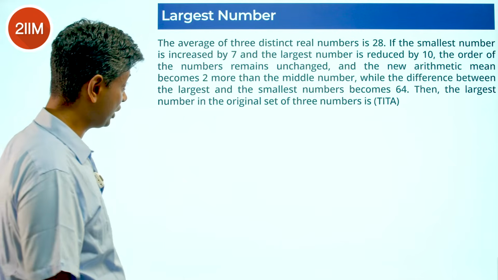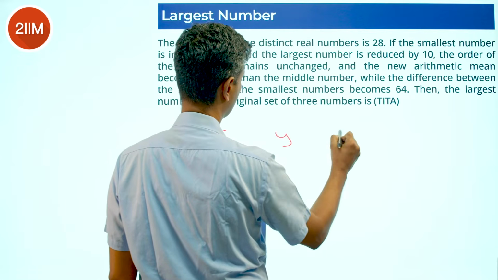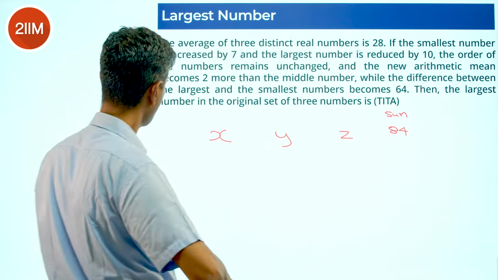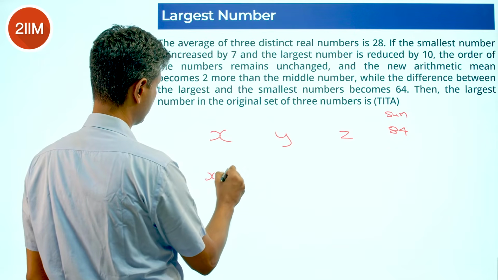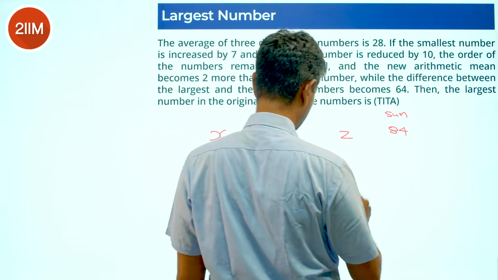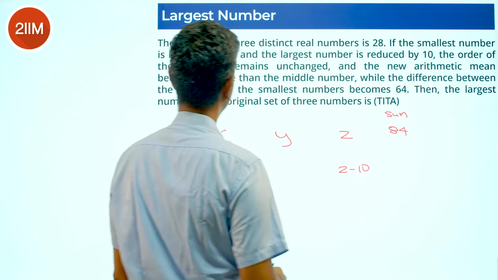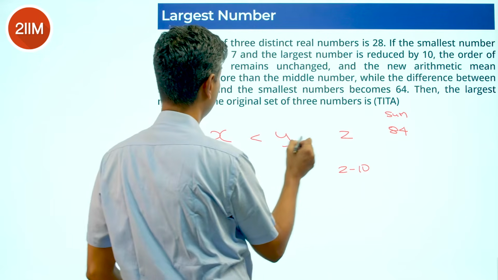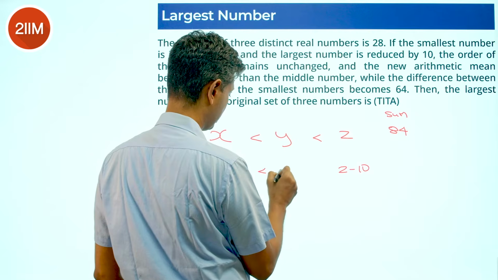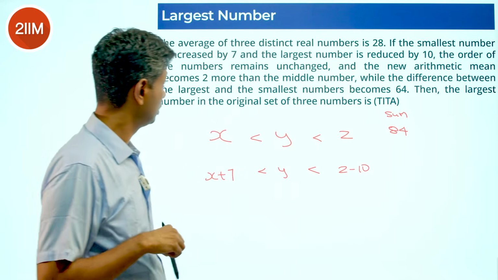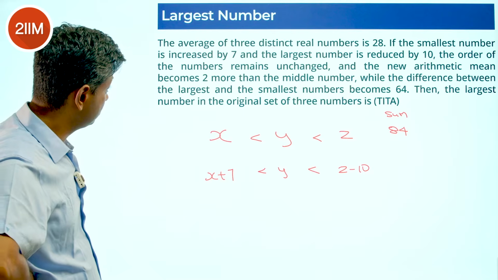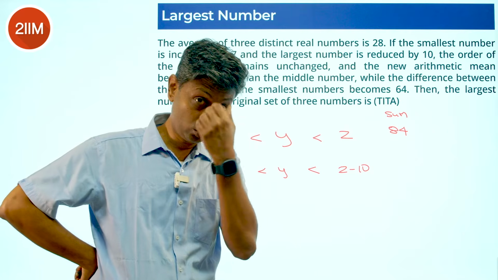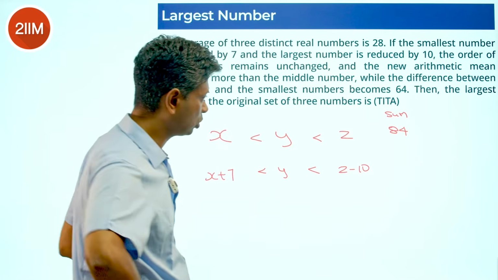The average of 3 distinct real numbers is 25, x, y, z. The sum is 84. The smallest number increases by 7, x plus 7. Largest number is reduced by 10, z minus 10. The order of the numbers remains unchanged, x less than y less than z, x plus 7 less than y less than z minus 10. The new arithmetic mean becomes 2 more than the middle number. I'm adding 7, subtracting 10. So my total will fall by 3. So this total will be 81.